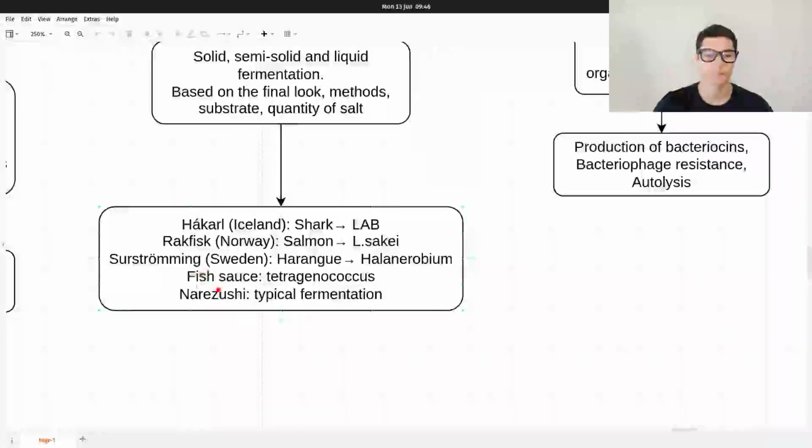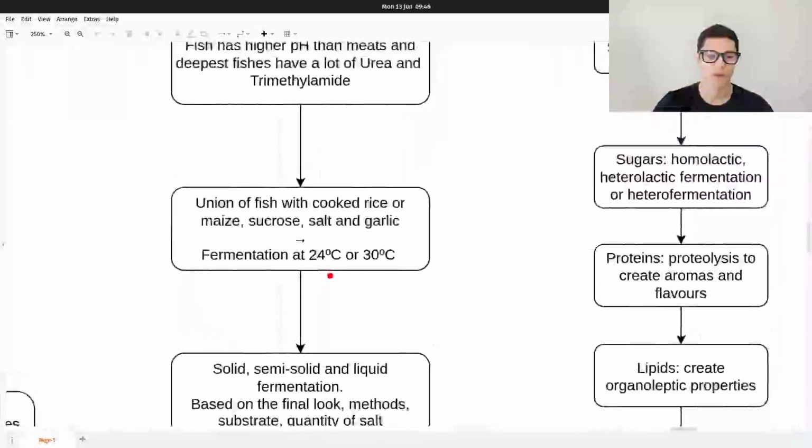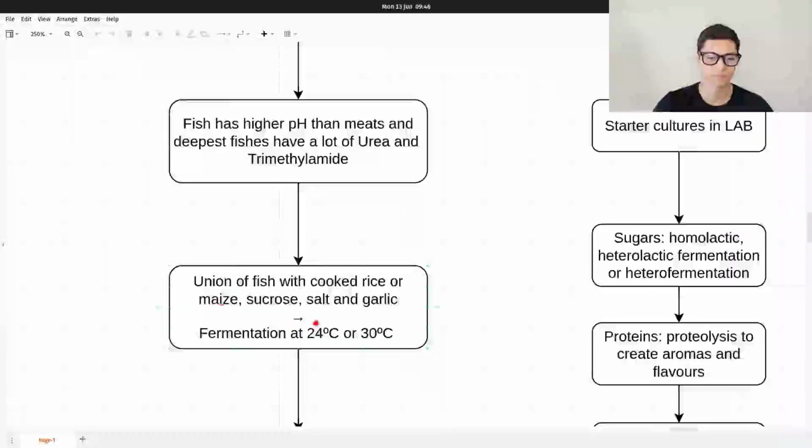Then we have the fish sauce with the Tetragenococcus and the Narezushi, which is the typical fermentation. These last two are not really European. And the typical fermentation is the one I described here.